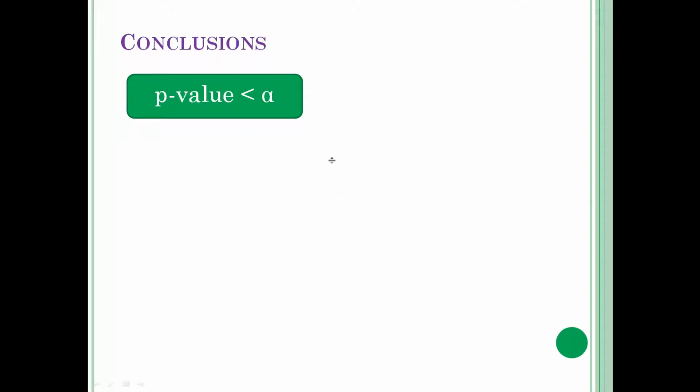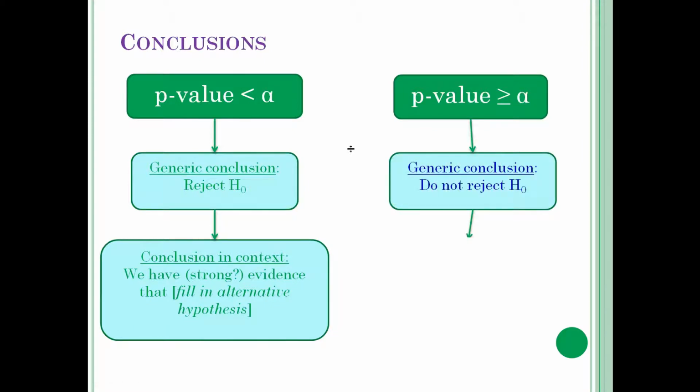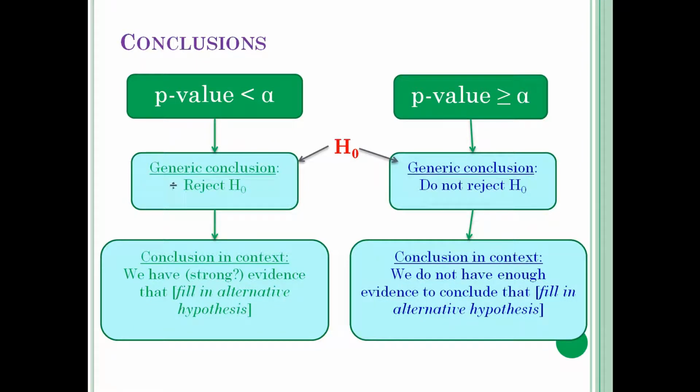So when you write conclusions, you need to make sure that you're writing it correctly. So if p-value is less than alpha, then we reject the null. If p-value is larger than alpha, then we don't reject the null. So the first step is whether we reject the null or not. When we write the conclusion, however, we are thinking of the alternative. So we're either saying we have strong or not strong evidence in favor of the alternative, or we just say we don't have enough evidence to conclude the alternative is true. Basically, we're saying our test is inconclusive.